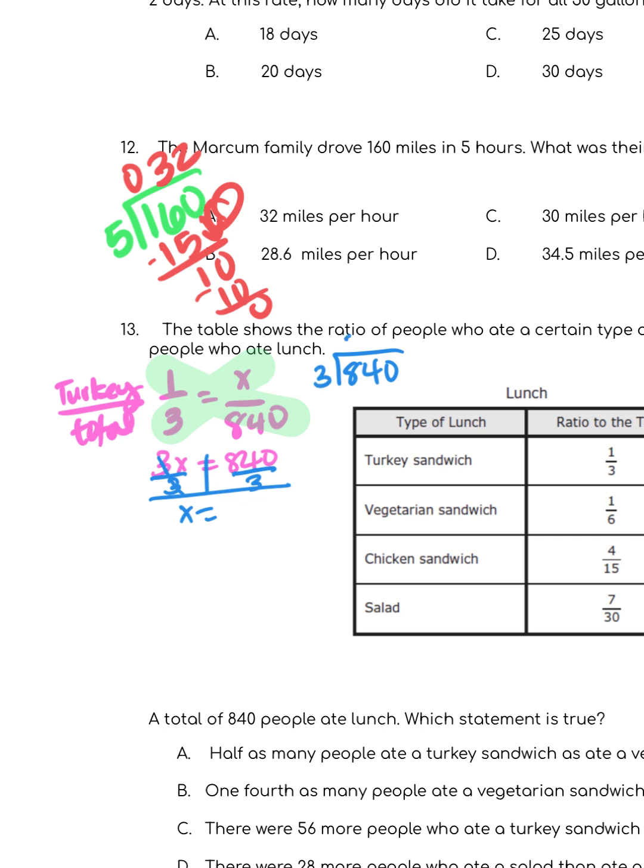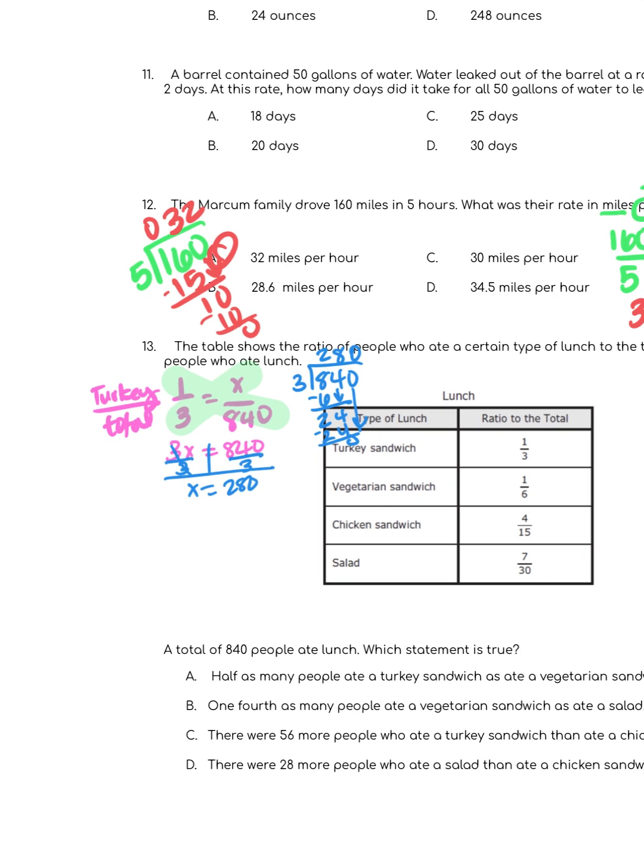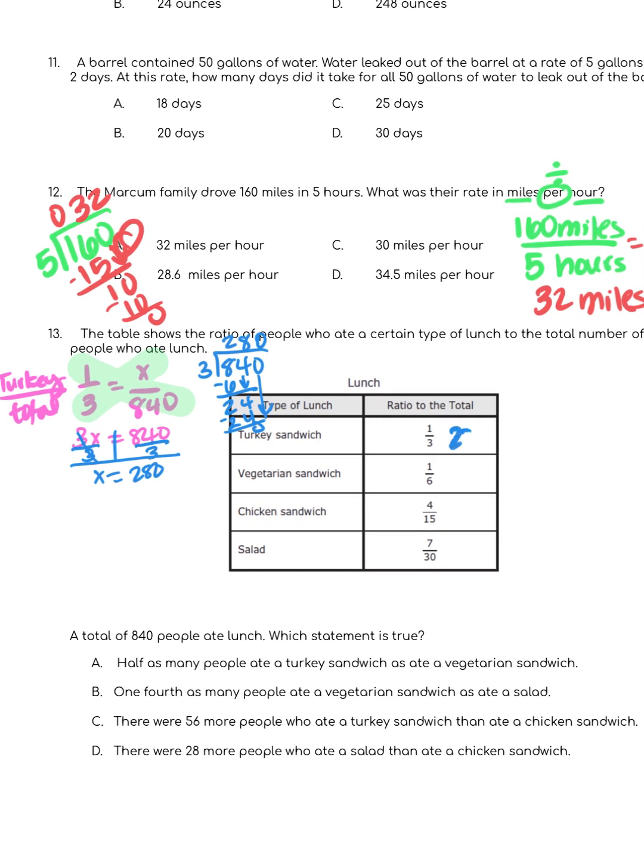3 goes into 8 twice, which is 6. I subtract. I get 2. Bring down my 4. 3 goes into 24 8 times, which is 24. Now this 0 is still here. I can't just get rid of it, so I'm just going to bring it up. So that's 280. So that means 280 people had a turkey sandwich.